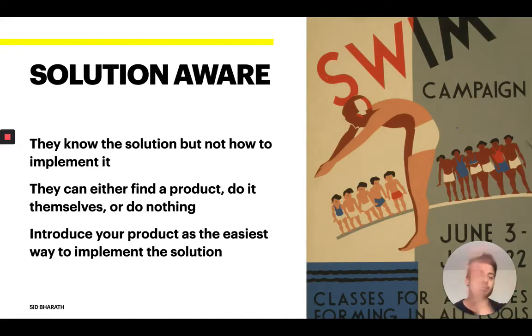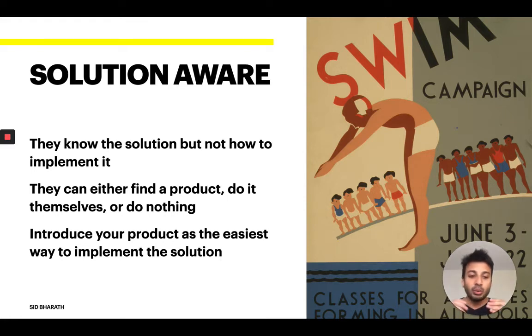The next stage before the product aware stage is the solution aware stage. People in this stage already know the solution to their problems, but not how to implement it, which is what your product does. So they can either find a product to implement that solution, implement it themselves by building something, or do nothing, right? Maybe after a while, they decide, you know what, this problem is not a big enough deal that I need to implement a solution for it.